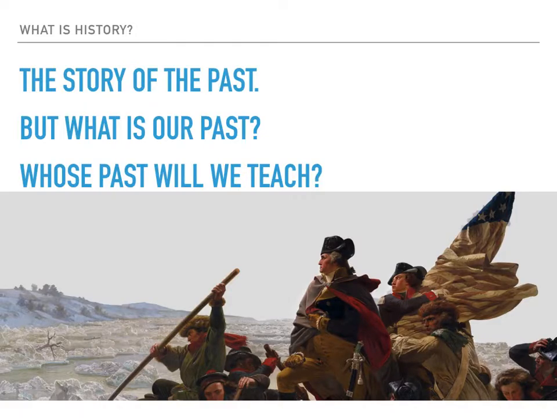So again, history is the story of the past, but the question is what is our past? Whose past will we teach? It's often difficult to look at history curriculum and decide what is to be taught, often because textbooks only cite one version of history. Children's literature a lot of times will cite one version of history, although it is increasingly becoming better. But you just need to make sure, again, like I had said, whose history are you teaching?